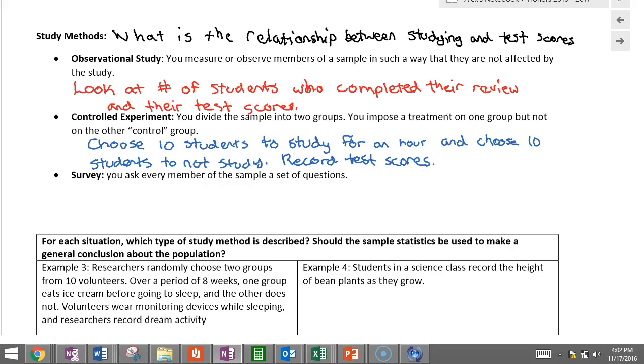Right? So in this one, I told 10 students to do something, and 10 students, that's my control group, they're not going to do it. And then record their test scores and see how their test scores were different.